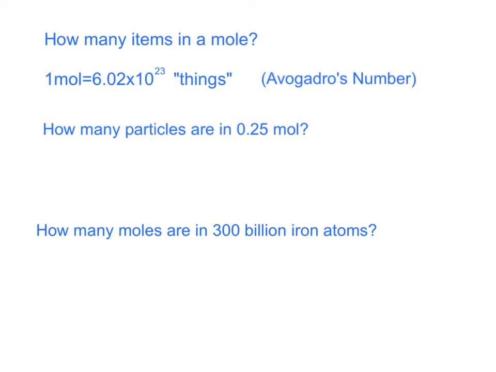He didn't actually discover how many things were in a mole. He just proposed the concept by which chemists later were able to figure out that this many things, this many atoms, this many molecules is a mole. So the next thing is we have to start converting using Avogadro's number.